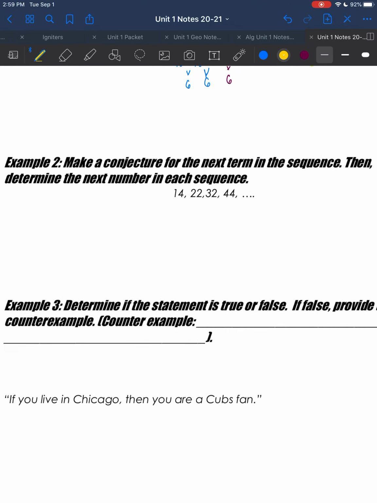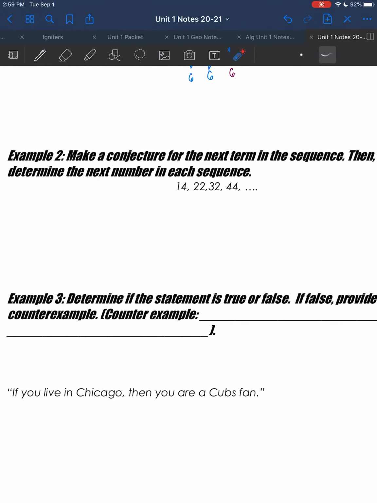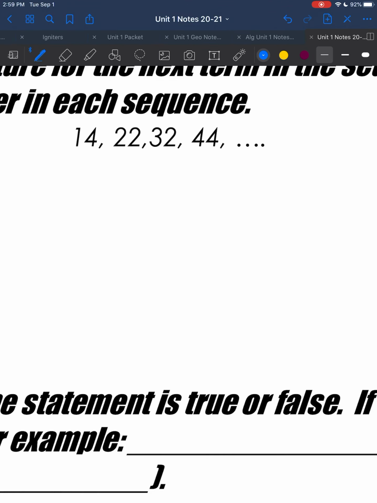Okay, so for the next one, again, we're making a conjecture. So I have 14, 22, 32, 44. So they're all getting bigger. So this number will be bigger than 44. Okay, and we're going to do the same thing. I'm just going to subtract.